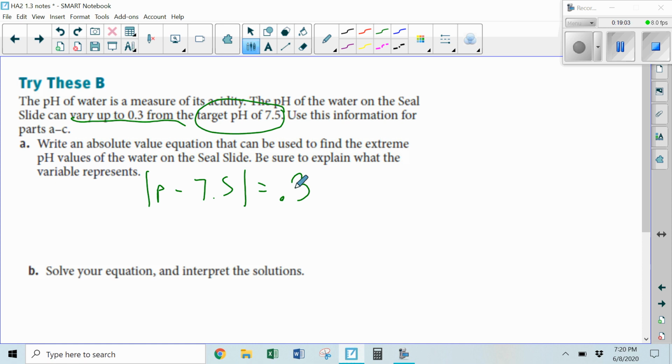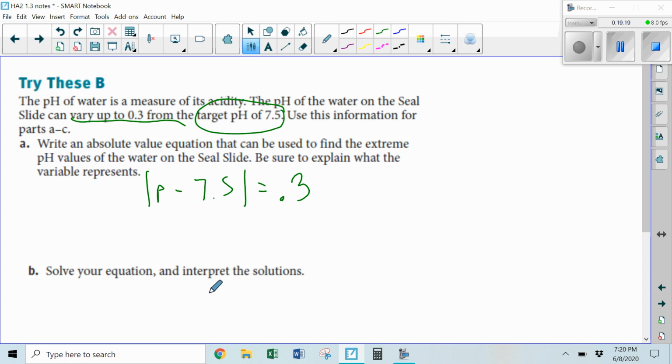Oh, not all. We have to say what the variable represents. So go ahead and write down what P represents. That's going to be the pH value of the water slide, or the acceptable pH values.